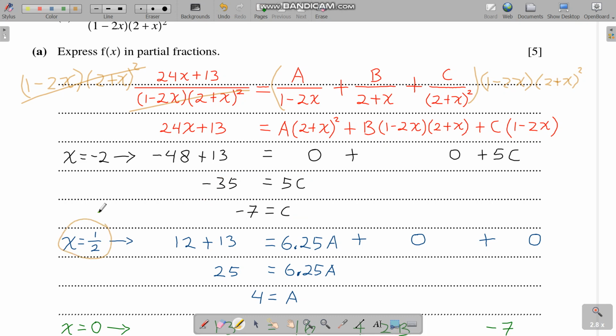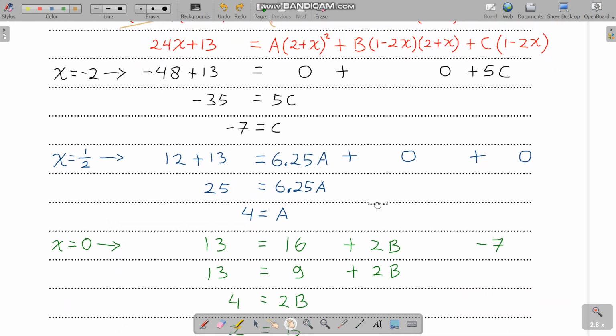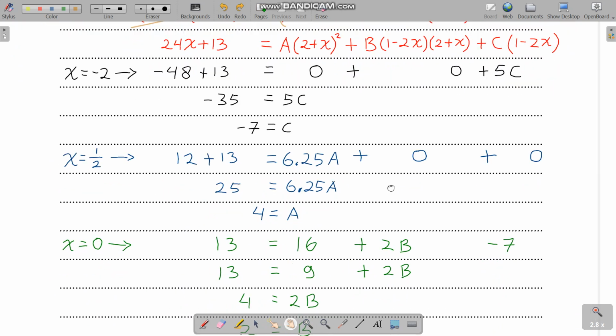And then we plug in 1/2, because again that is the 0 of this factor here. So after plugging in 1/2, we get 12 plus 13, which is 25, and we plug in 1/2, we get 2.5. 2.5 squared is 6.25. We plug in 1/2, this term goes to 0, this term goes to 0 if we plug in 1/2. And now we can find the a.